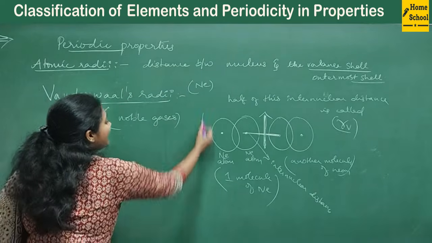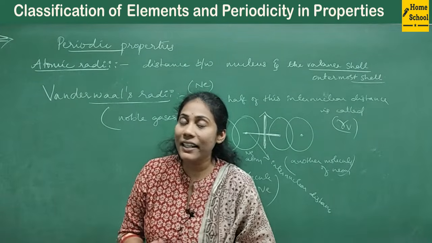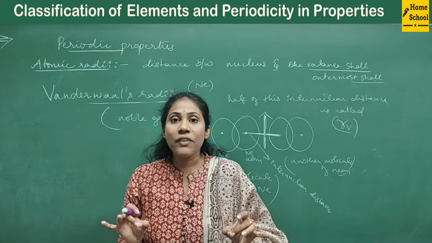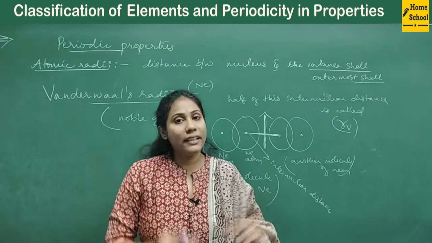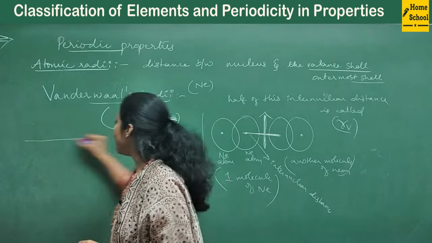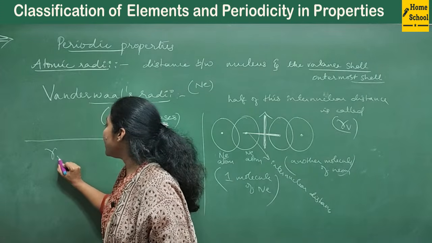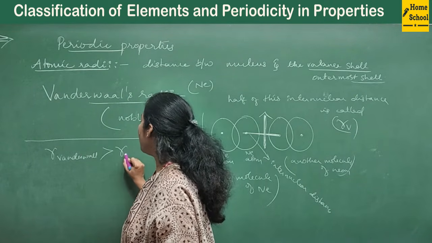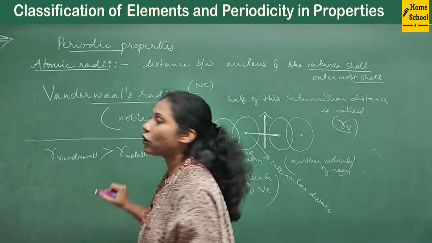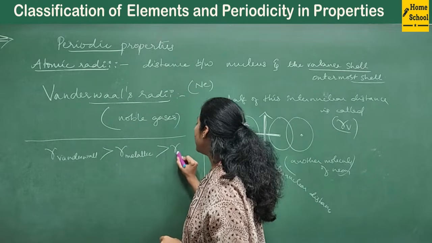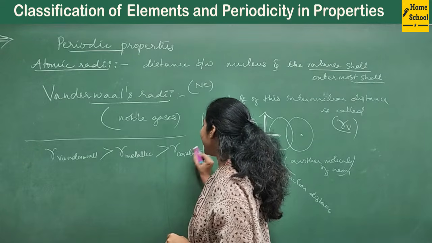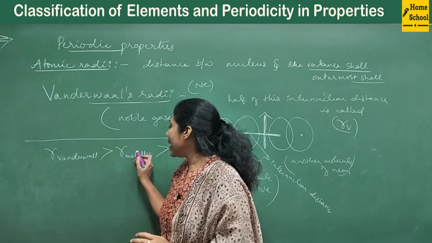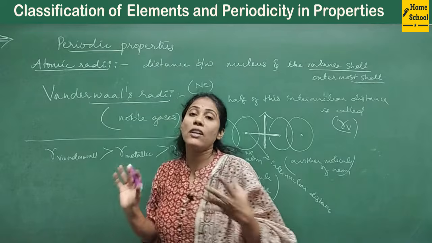Okay, so we understood covalent radii, metallic radii and van der Waals radii. Any one of these radii we can identify and consider as atomic radii. Now let's summarize. Let me write, van der Waals radii is much bigger than metallic radii. This is important for competitive exams. And it is much bigger than covalent radii. Covalent radii is always smaller compared to metallic radii. Van der Waals radii value is always higher.